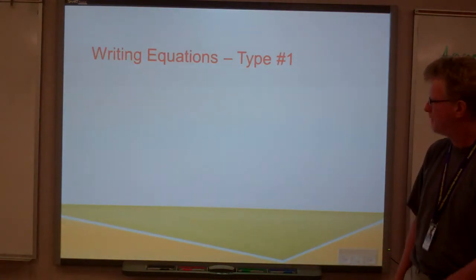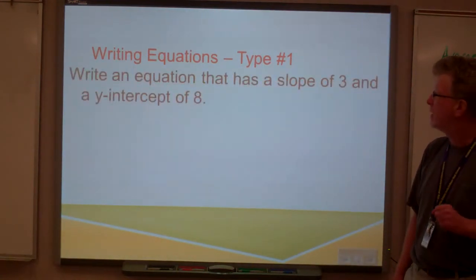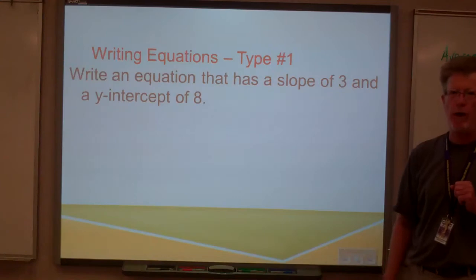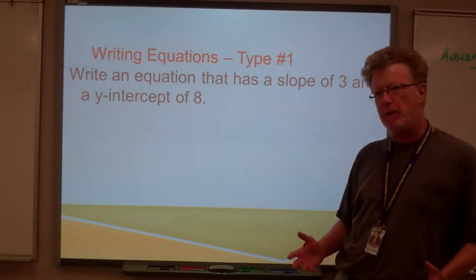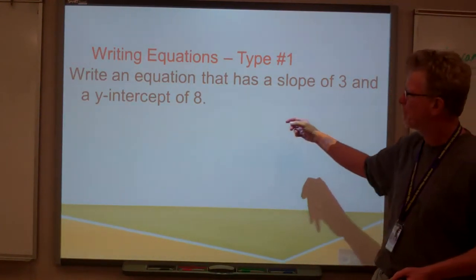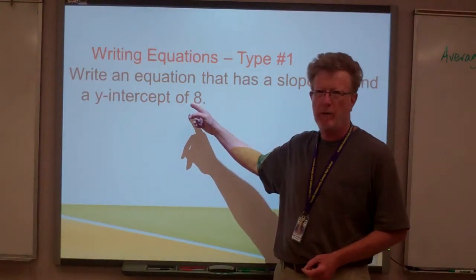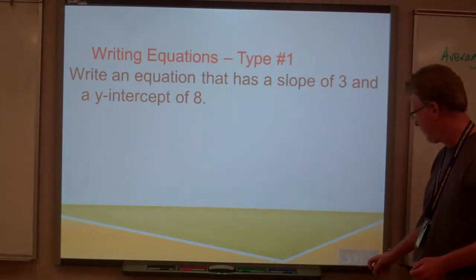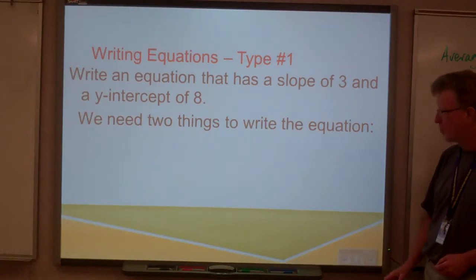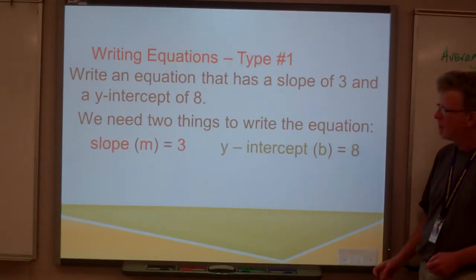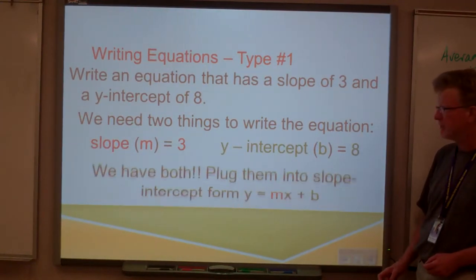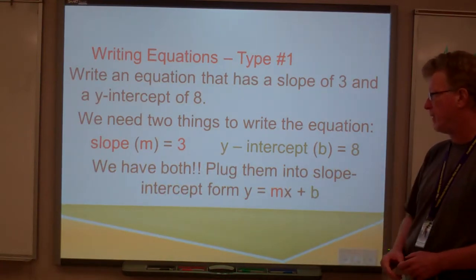Alright, in the first case, write an equation that has a slope of 3 and a y-intercept of 8. Now this is pretty straightforward because we're given the slope and we're given the y-intercept. This is a plug and play, folks. We need the two things. They gave us the two things, and all we do now is plug them in.